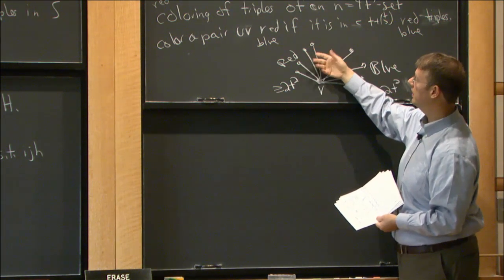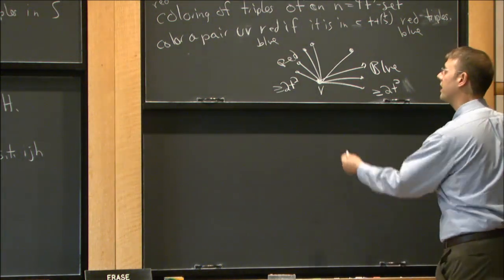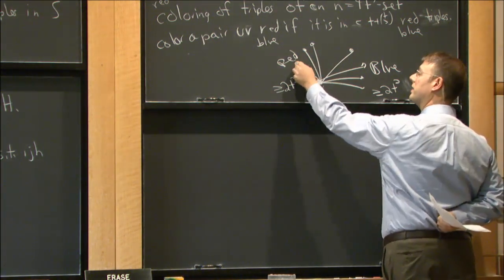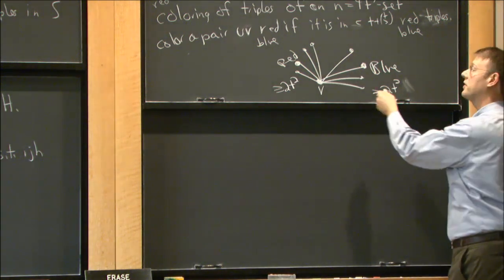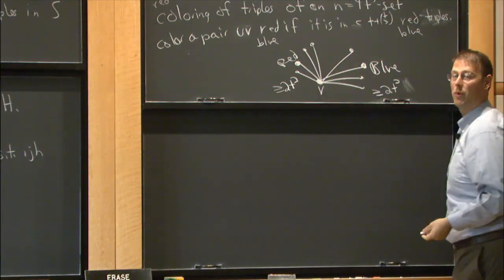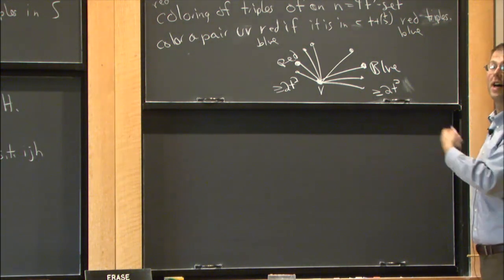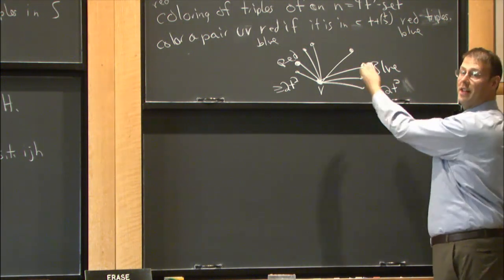So you consider the triples that contain V, one of the vertices from the red and one of the vertices from the blue. Now that triple has to be red or blue. And so you get either a lot of red triples amongst these or a lot of blue triples.